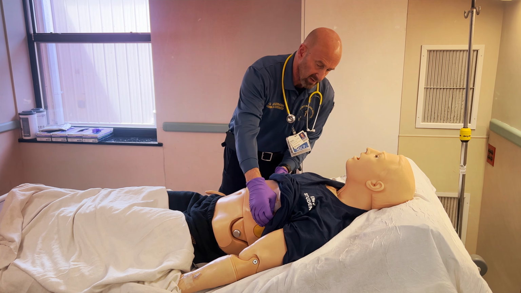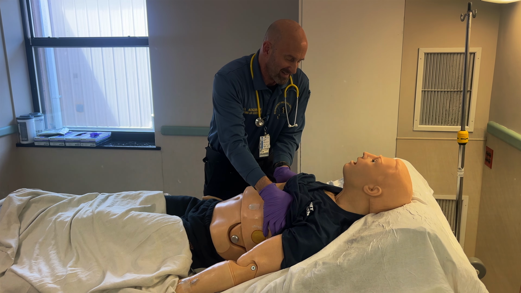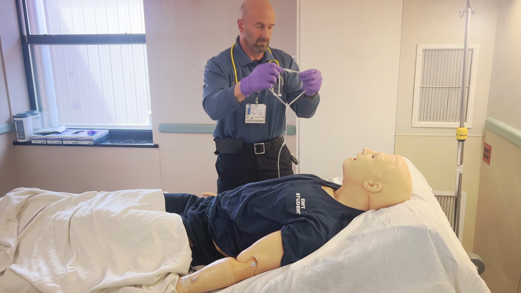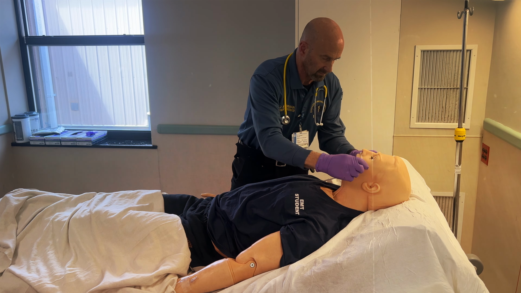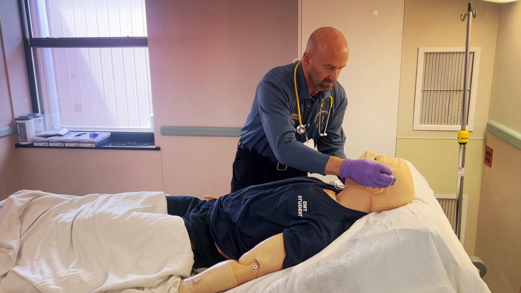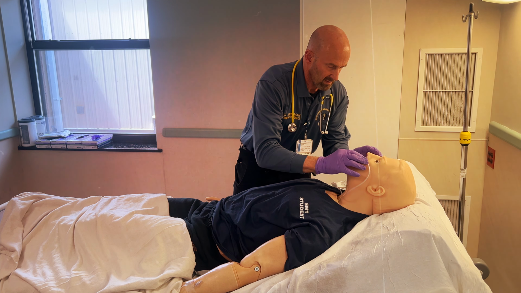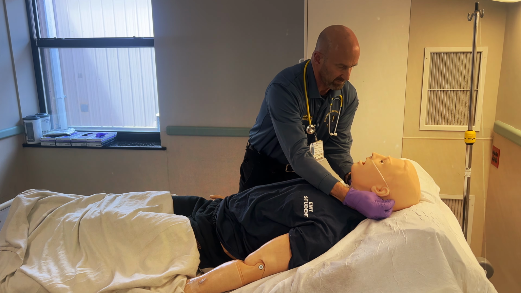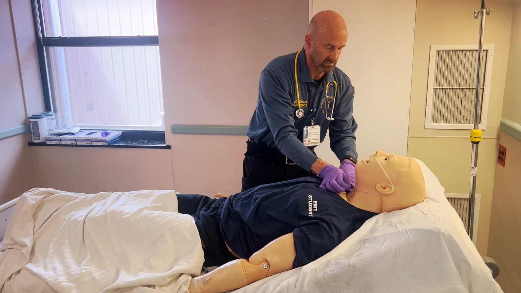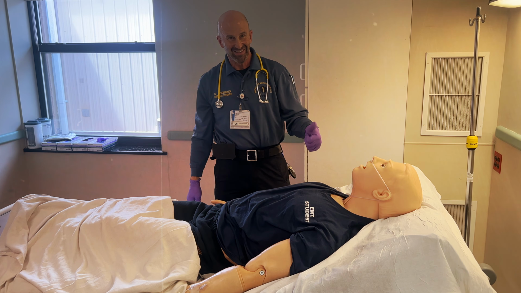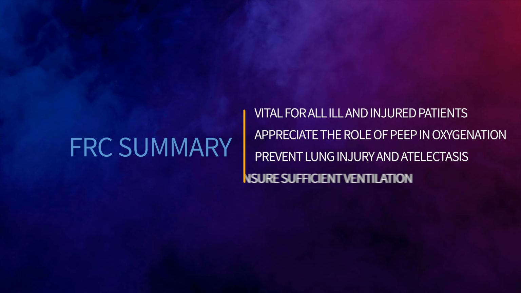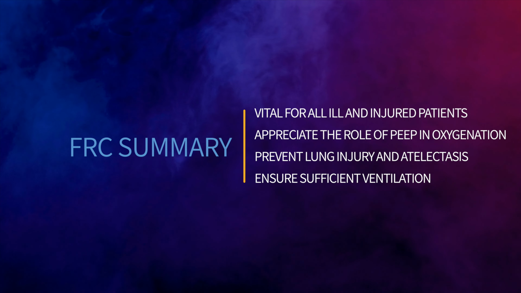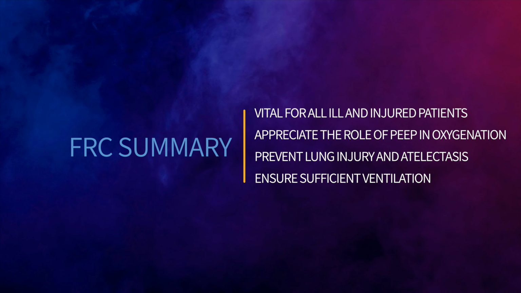A nasal cannula at 15 to 25 liters per minute, no DSAT, during pre-intubation will augment the FRC and assist with oxygenation and CO2 removal. The high-flow cannula also helps to offset dead space and furnishes a small amount of positive pressure. Understanding and optimizing FRC is vital for setting appropriate ventilator parameters, such as PEEP, to prevent lung injury and ensure sufficient ventilation.